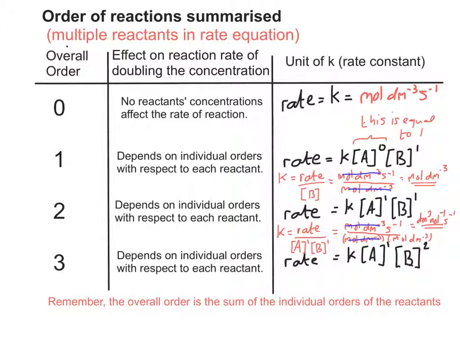And for overall order of 2 it's the same as the previous scenario when you just had one reactant in the rate equation. So it's the overall order that's determining this, isn't it? So let's try it for the final one. And that gives us, for third order overall, decimeter to the power of 6 mole to the power of minus 2 second to the power of minus 1, just like before.